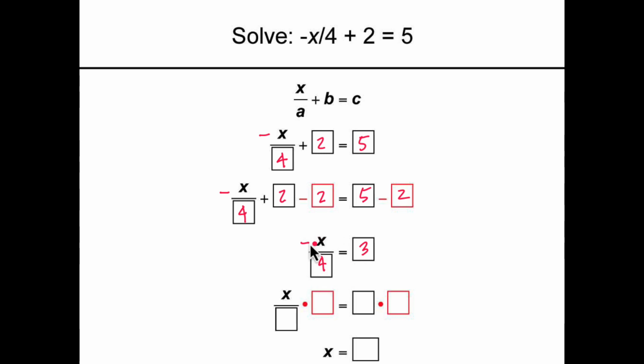This expression involves division, which we can undo with multiplication. So we write negative x over 4 times negative 4 in order to get rid of this negative as well, equals 3 times negative 4. So as you can see, we multiply both sides of the equation by negative 4. Simplifying, we get x is equal to negative 12.